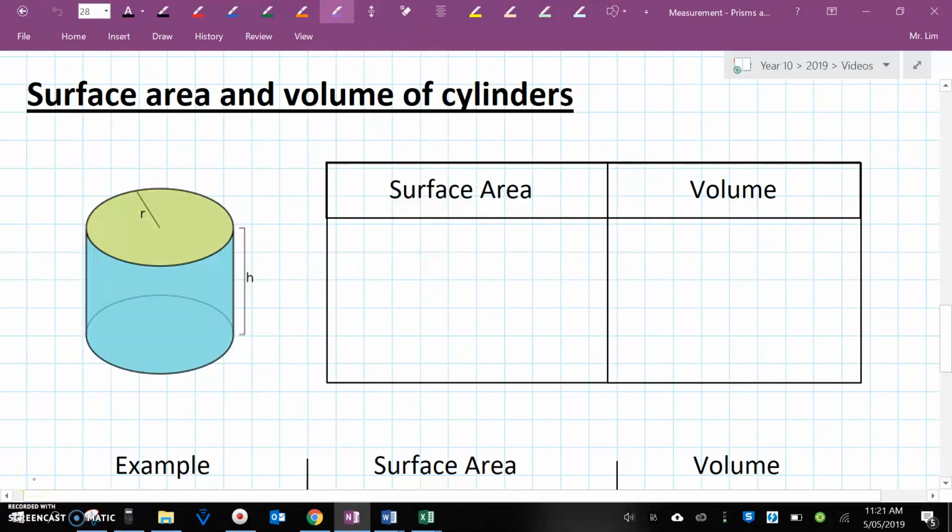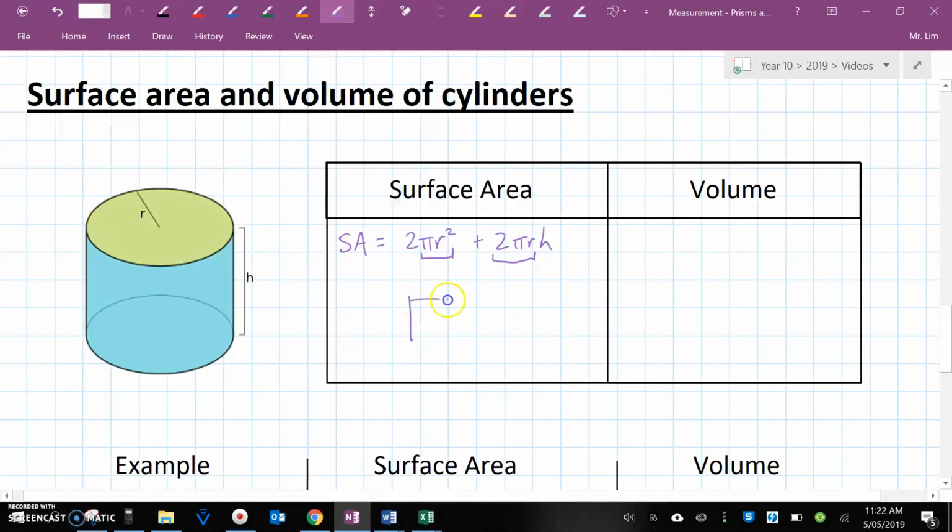Okay, so in this video we're going to be looking at how to find the surface area and volume of cylinders. The formula for the surface area of a cylinder is 2 pi r squared plus 2 pi r h. That's because there are two circles, and this is the circumference of a circle times the height.